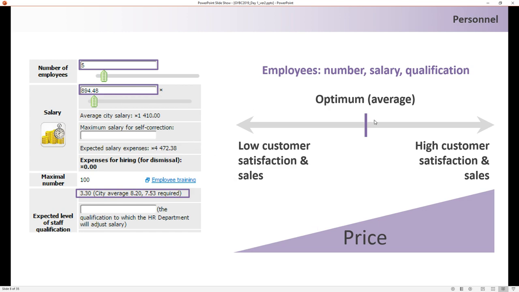The issue is that the higher the customer satisfaction and sales, the more you will need to pay your employees, right? The salaries have to be higher. Lower customer satisfaction and sales will end up as a result of low salary. So depending on where your store is, either once again a fashionable district, or suburbs and outskirts, you might need to readjust your personnel strategy as well.